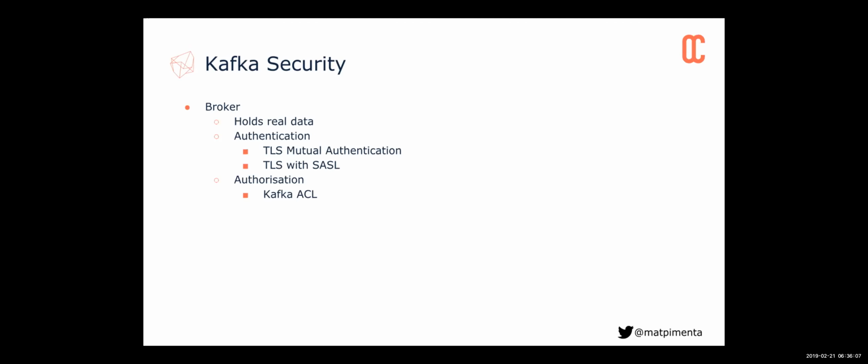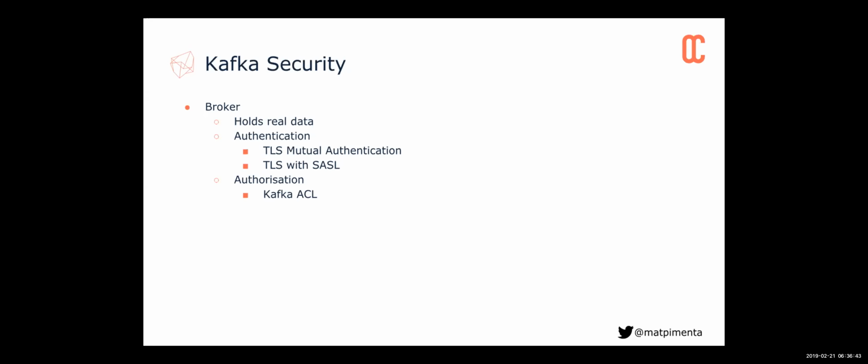And the options to authenticate to the broker are pretty much either TLS with mutual authentication, which means client and server certificates, or a hybrid one, which is TLS plus SASL, the Simple Authentication and Security Layer. It has support for a few other types of authentication too. And in terms of authorization, there's only one option in Kafka, which is Kafka ACLs.